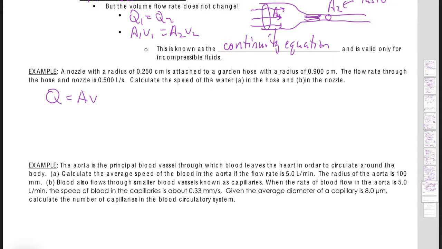Right, so Q is AV. A hose has a circular cross-sectional area, so the velocity is going to be Q over the area of the hose. Q doesn't change.